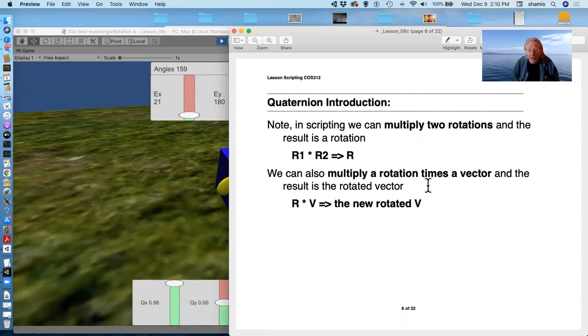One thing about quaternions as their rotation representation is that if you multiply 2 rotations, you get a rotation. So if I rotate something like this and then rotate something like this, the product of those 2 is going to be the same as the direct rotation between them. We also find with quaternions that if we multiply a quaternion times a vector, we get the rotated vector. So a quaternion times a vector will rotate that vector.